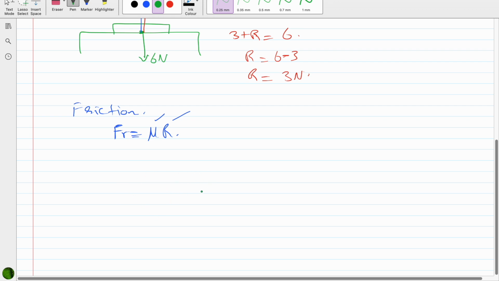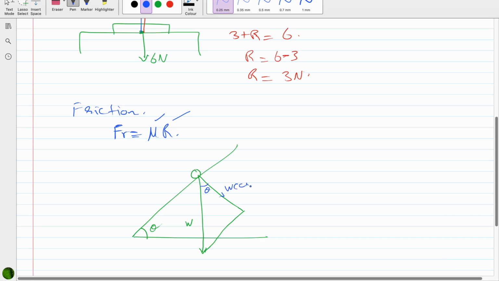One would say, for example, we have it at an angle. This is the object. We can draw its weight. This is angle theta, and then we can split it up in two components. This is theta. This is going to be W cos theta. This is W sin theta downwards. And suppose we are pulling it up with a force. Now the two cases would be, it is at the point of moving up.